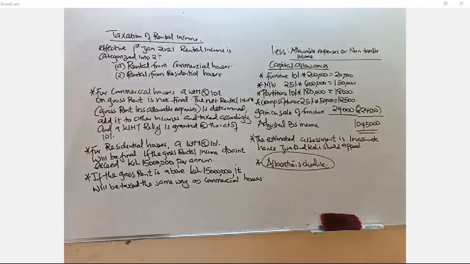That is why you normally see me making assumptions that the rental income is residential, because the threshold we consider does not exceed 15 million. If one exceeds 15 million, we are going to tax it the same way as commercial houses. Any question?